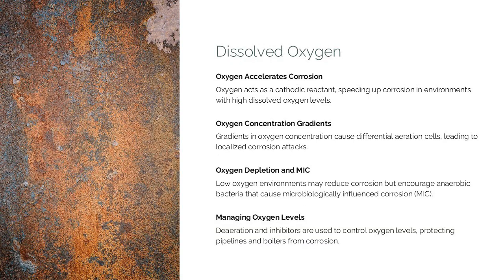Oxygen plays a dual role in corrosion. It acts as a cathodic reactant in electrochemical cells, accelerating corrosion in aerated environments. High dissolved oxygen levels promote rust formation on steel and increase pitting susceptibility in stainless steels. Oxygen concentration gradients can lead to differential aeration cells, causing localized attack. In contrast, oxygen-depleted environments may reduce corrosion but can favor anaerobic bacteria, leading to microbiologically influenced corrosion or MIC. Managing oxygen levels through deaeration or inhibitors is crucial in systems like pipelines and boilers.